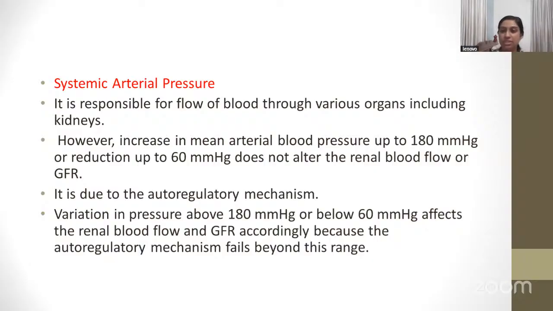If the variation is above 180, that is a condition called malignant hypertension, very high blood pressure above 180 millimeters of mercury. And below 60 is also low, hypotension. Beyond that range, the GFR changes accordingly because of the failure of the autoregulatory mechanisms.